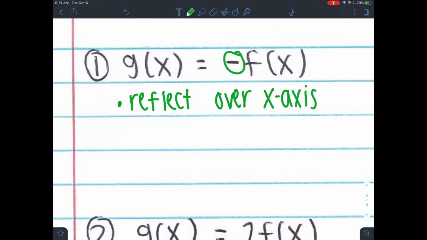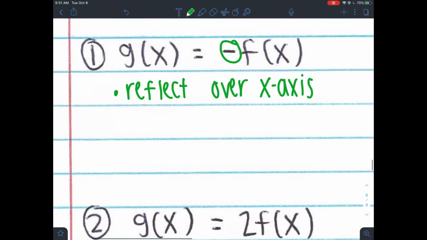Okay, so that negative sign is going to tell me that I have a reflection over the x-axis. There's only one transformation happening here, so then I am done with number 1.